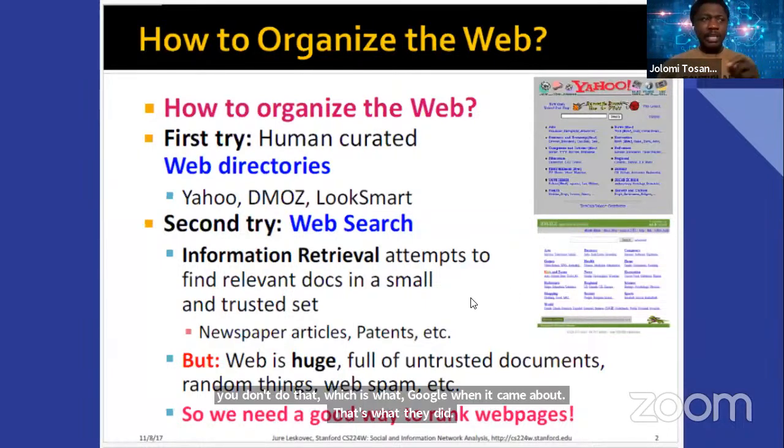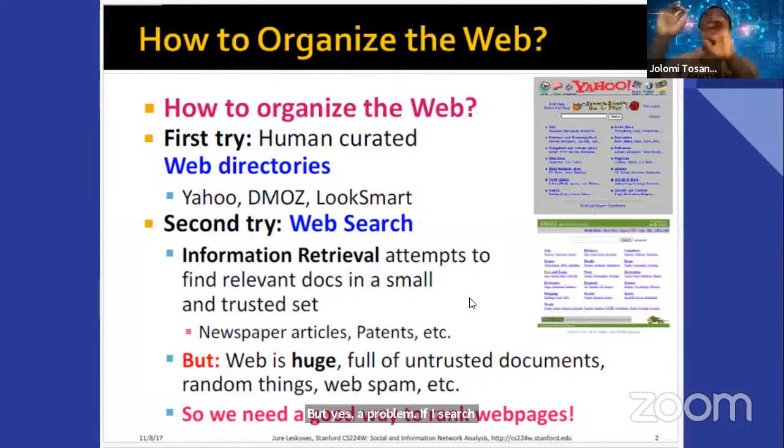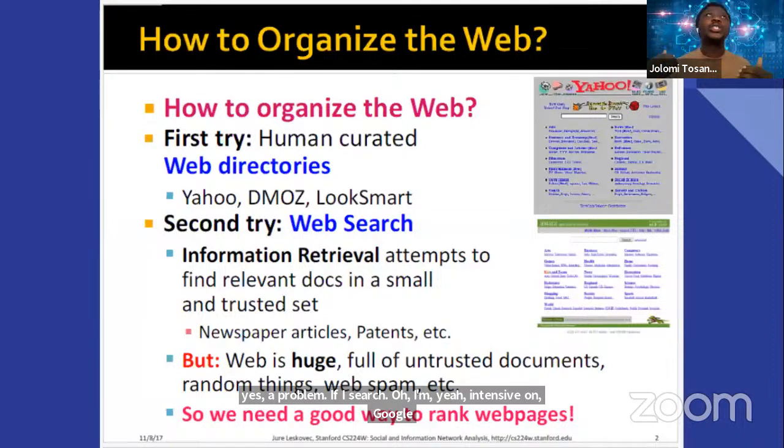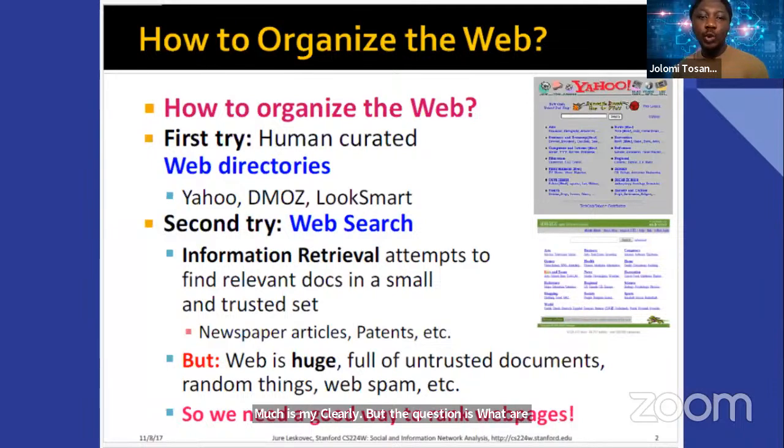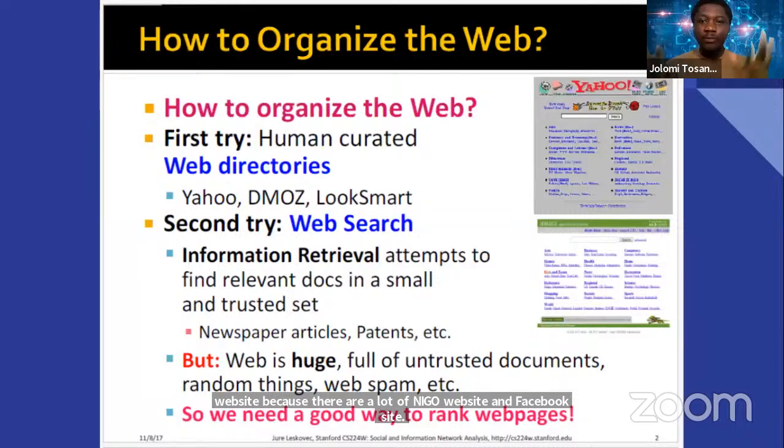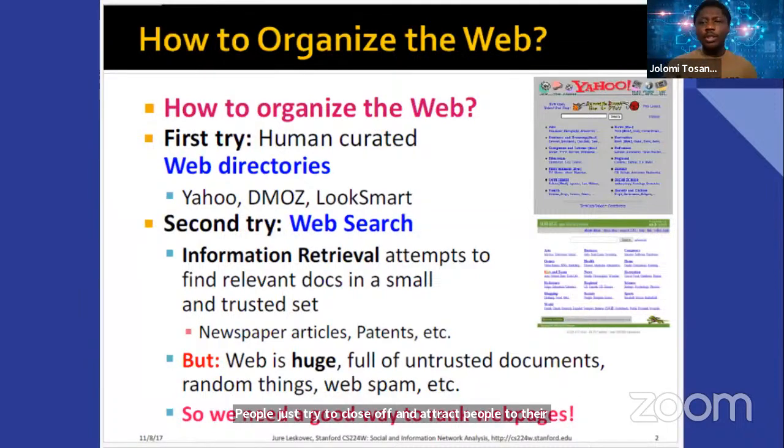But here's a problem. If I search my internship on Google, there are actually hundreds of thousands of websites that match my query. But the question is, what are those websites that should appear to the user? Like, what are those top 20 or top 100 websites? They should be the most important websites. They should be the trusted websites because there are a lot of mirror websites and fake websites. People just try to clone stuff and attract people to their website and infest them with viruses and stuff like that.